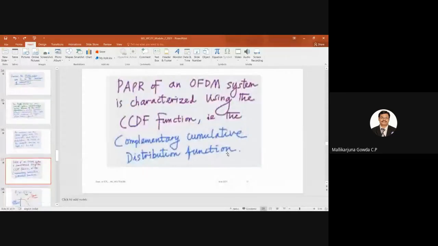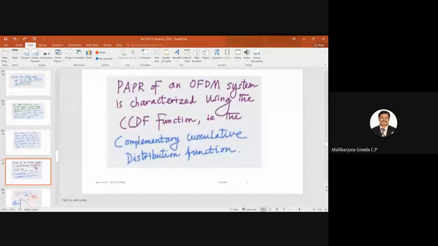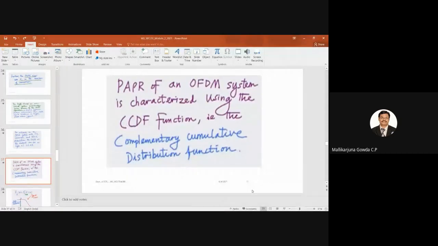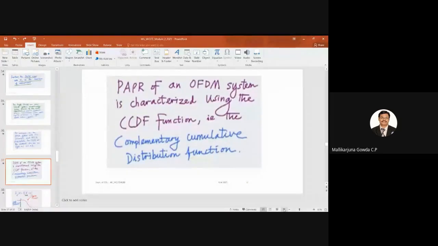So for the peak to average power ratio of an OFDM system, how do we characterize this? We characterize the peak to average power ratio by using the complementary cumulative distribution function. Hope you are aware of this distribution function, the complementary cumulative distribution function. At least you are aware of the cumulative distribution function, CDF.